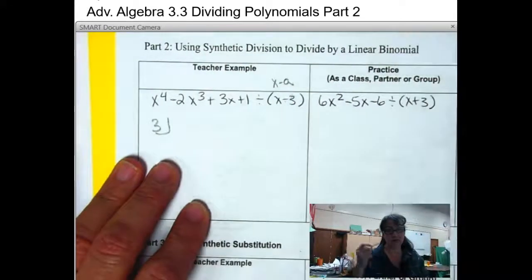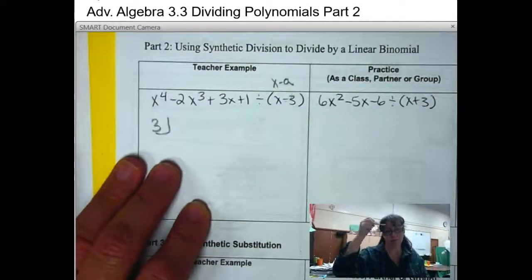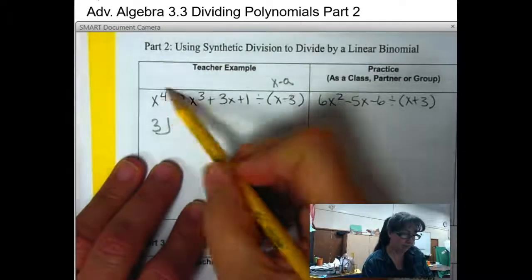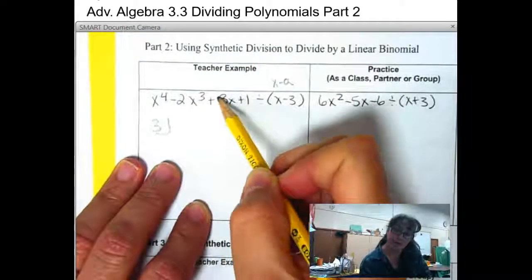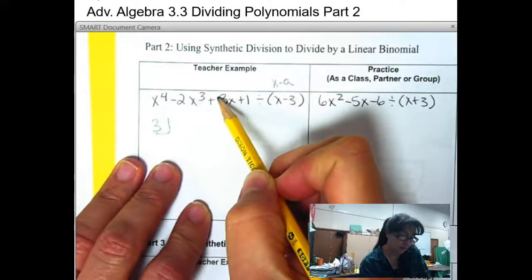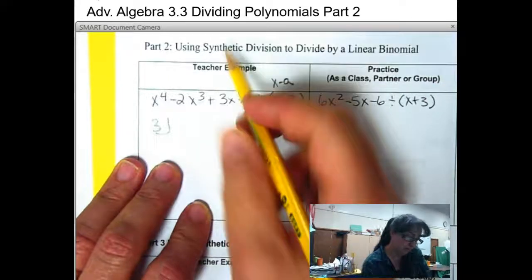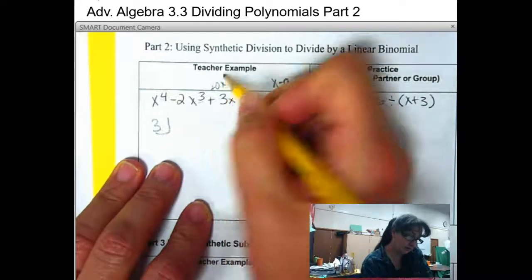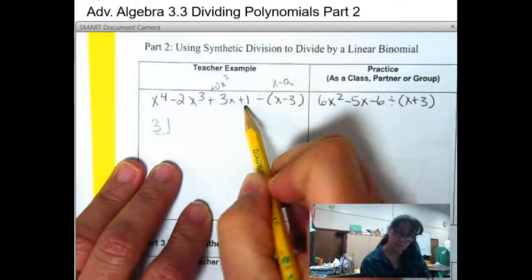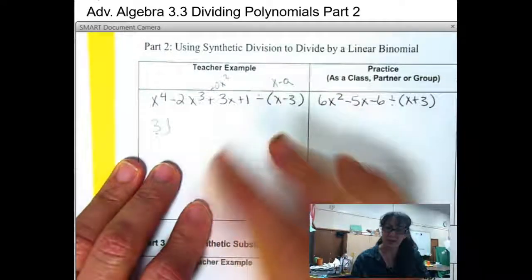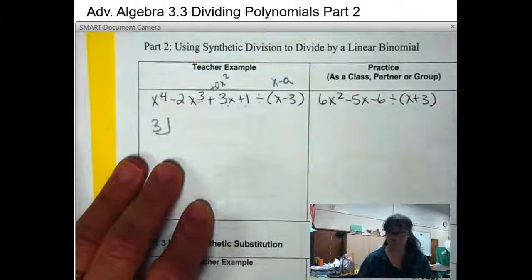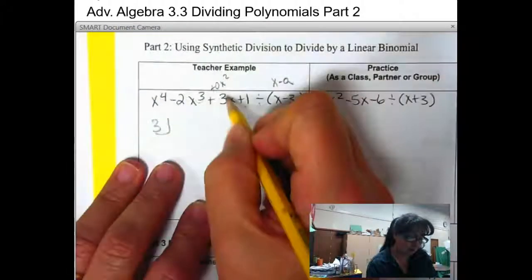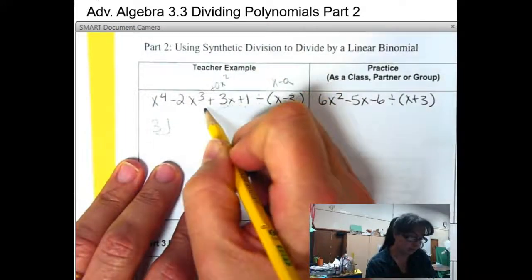And then we're going to write our dividend, but we have to write it in order. So we have an x to the fourth and x to the third. We don't have an x squared, so we're going to have to put plus 0x squared plus 3x plus 1, okay? But we're not going to write that whole thing. We're just going to write the coefficients. The coefficients are the numbers that are being multiplied, the big numbers in front.